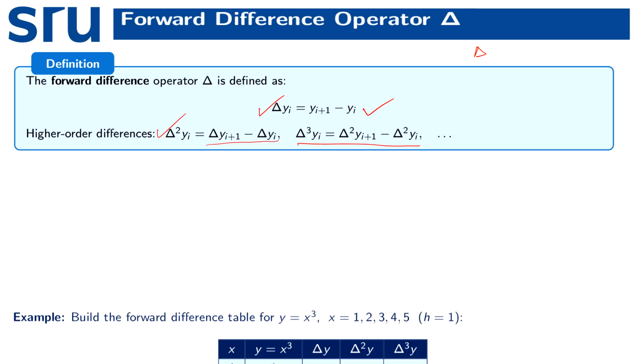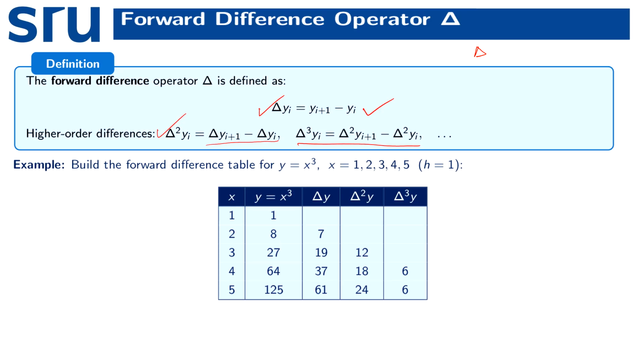Now let us understand this concept with an example. We are given a table in which this is the input value, that is x. This is the function y equal to x cube. This is delta y, this is delta square y, this is delta cube y. So let me write it. This is x0 equal to 1, this is x1 equal to 2, this is x2 equal to 3, and the last one is x4 equal to 4. Sorry, I missed x2 by mistake, so x1, x2, x3, and the last one is x4.